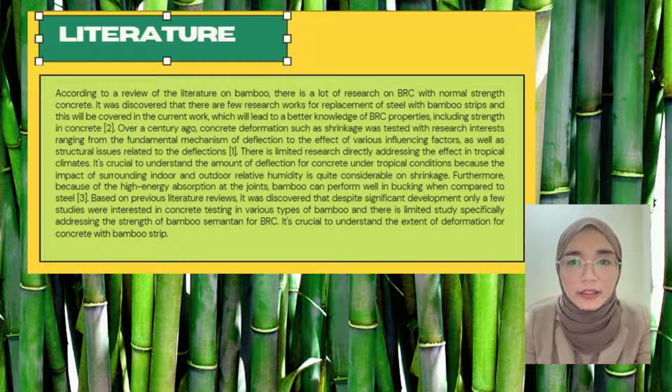There is limited research directly addressing the effect in tropical climate. It is crucial to understand the amount of deflection for concrete under tropical conditions because the impact of surrounding indoor and outdoor relative humidity is quite considerable on shrinkage. Furthermore, because of the high energy absorption at the joint, bamboo can perform well in buckling when compared to steel.